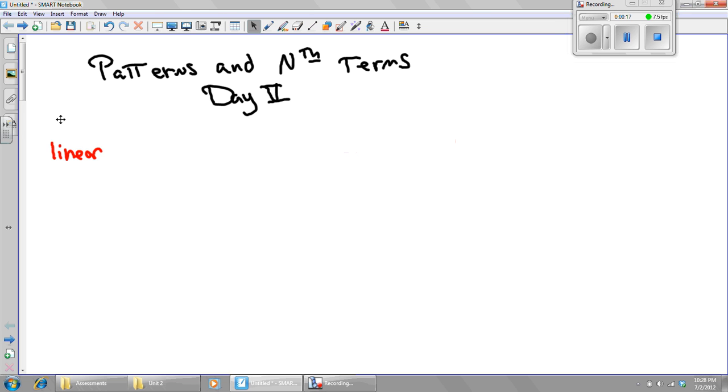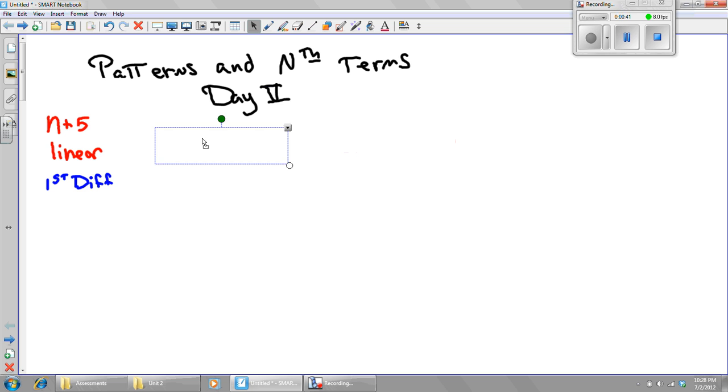Remember, we know about linear patterns, right? And the way we identify if a pattern is linear, remember, the expression might be like, say, n plus 5, right? That would be linear. And that happens when the first difference is always constant, right? Okay, we also know about quadratic patterns.